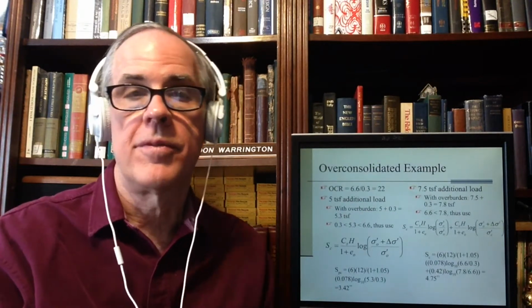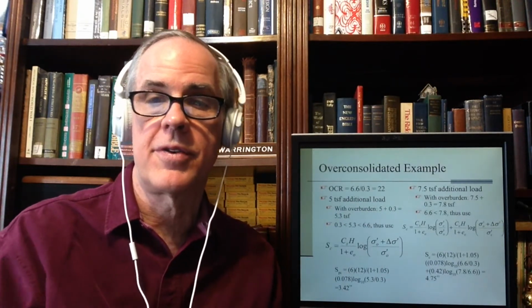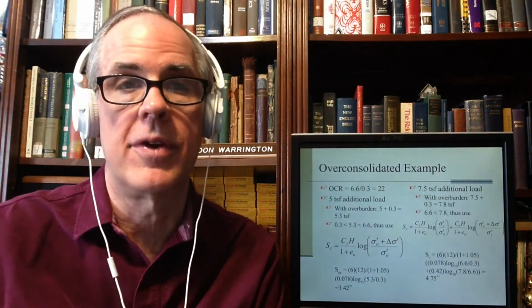So with that in mind, we've computed C sub R, we've computed C sub C. We know the two break points: the break point between the initial effective stress in the over-consolidation range, and the break point from the over-consolidation range to the virgin consolidation range. We know all that. Now we can actually do something with the results. For OCR, which is true in both cases, it is 6.6 over 0.3, which is basically this over that. 22. That's quite an overconsolidation ratio.